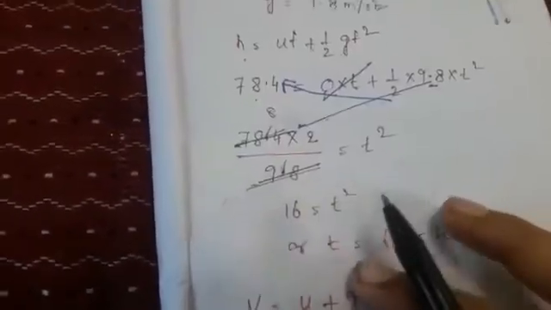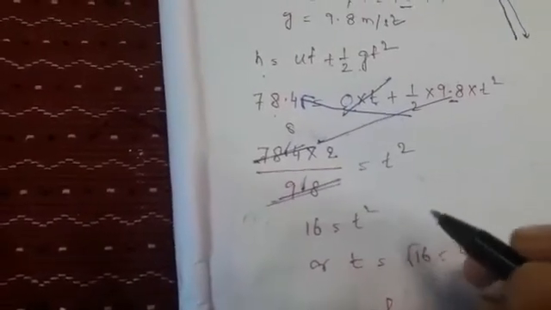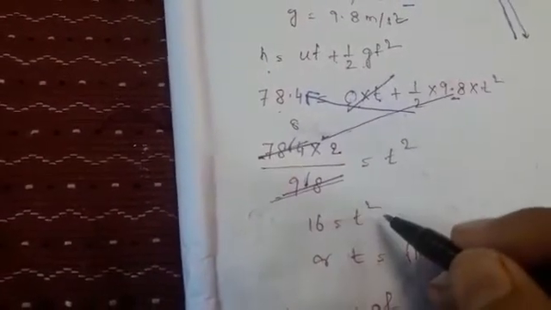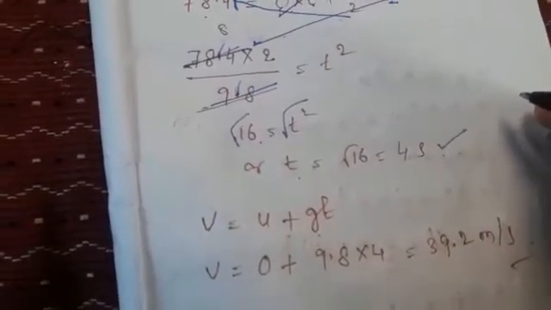So to get t, we have to take the square root on both sides to get rid of this square. Taking root on both sides, t square will give you t, and root 16 will give you 4. So your time equal to 4 seconds is the required answer.